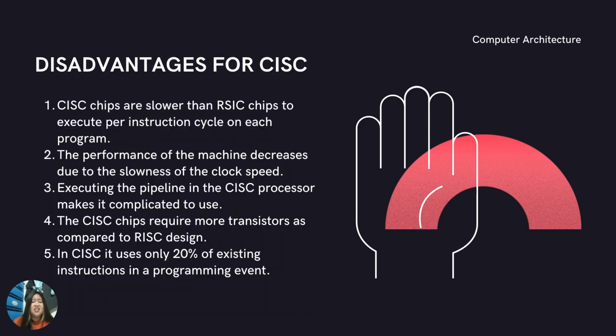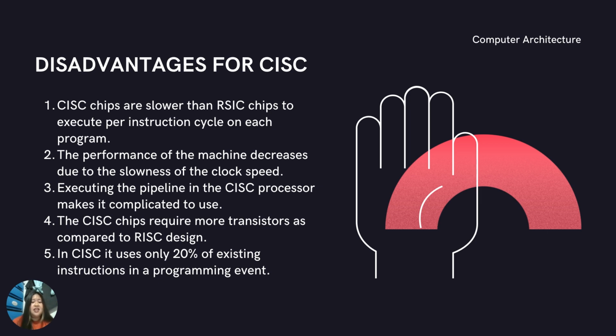Next is the disadvantages for CISC. First, CISC chips are slower than RISC chips to execute per execution cycle on each program. So as we all know, it stated in the difference between the two that RISC is faster than the CISC. Second, the performance of the machine decreases due to the slowness of the clock speed.